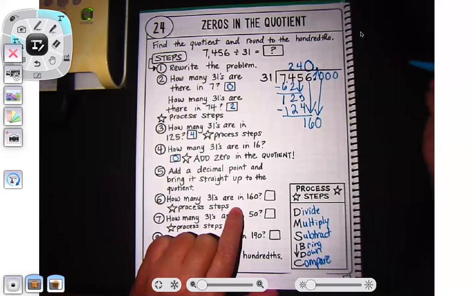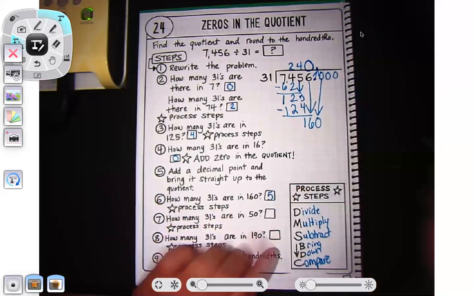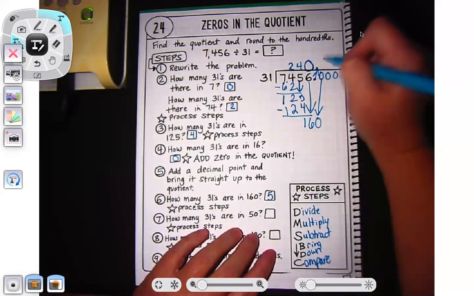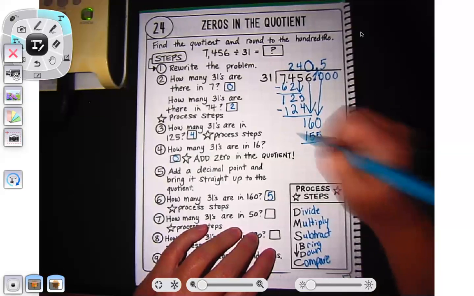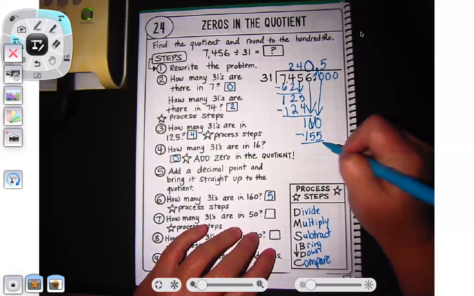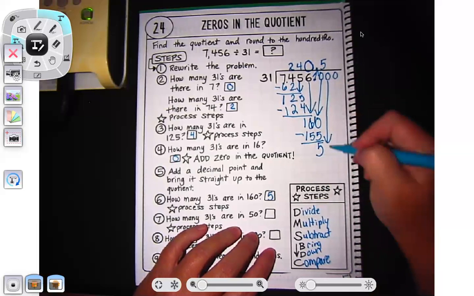Then how many 31s are in, oh, we got to bring down our 0. How many 31s are in 160? We have 5 31s in 160. Okay, so we have to put our 5 up here, and that gives us 155. And we're going to subtract, and we get 5. And we're going to bring down our 0.